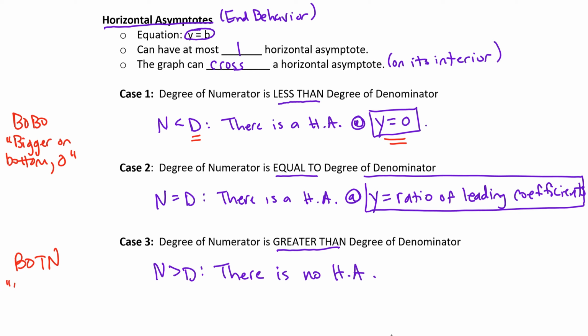BOTN stands for bigger on top, none. So if the degree of the numerator is bigger on top, then there is no horizontal asymptote. We don't have a catchy little phrase for case 2, numerator equal to denominator, where we get the ratio of leading coefficients. If you come up with something, send me an email.